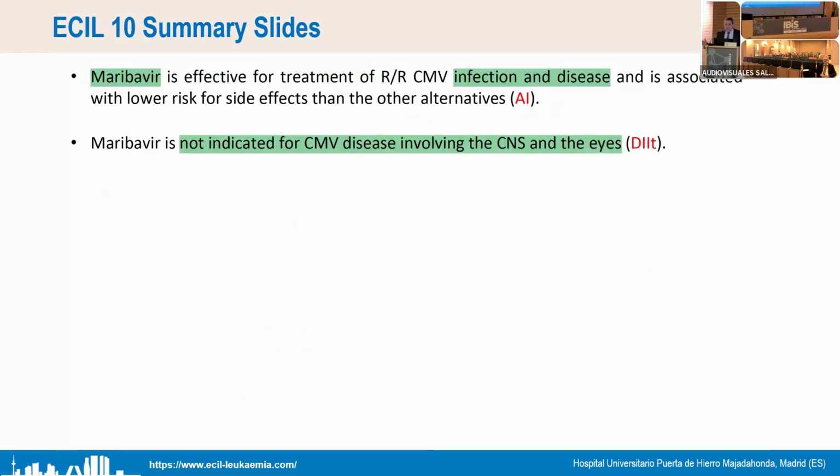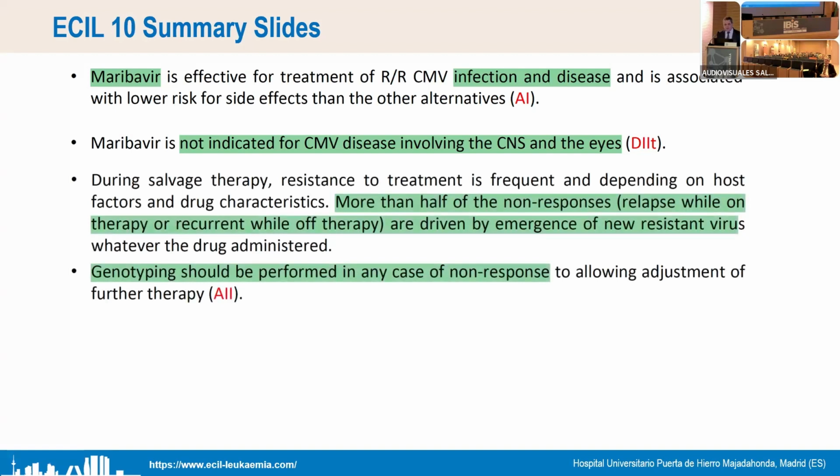Maribavir is effective in treatment of infection and disease in refractory and resistant infection. And that's changed the way we manage these patients. It is important to note that because of blood-brain barrier issues, CNS infection is not the target, but for the vast majority of our patients, this is what we would do.